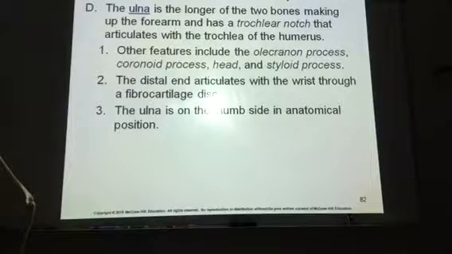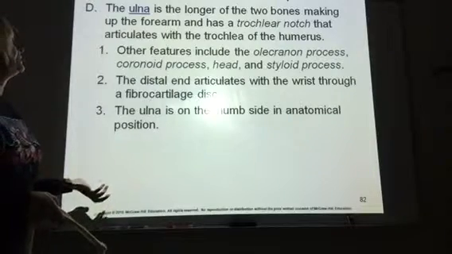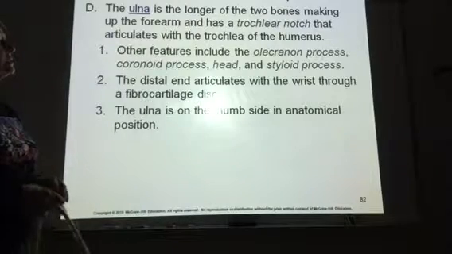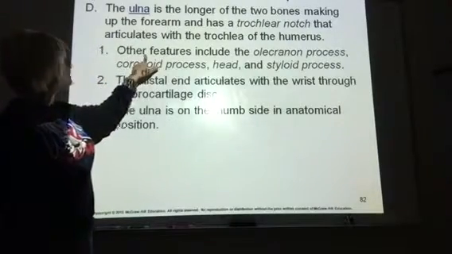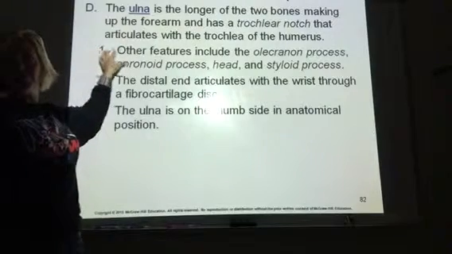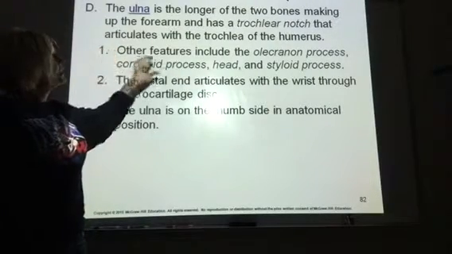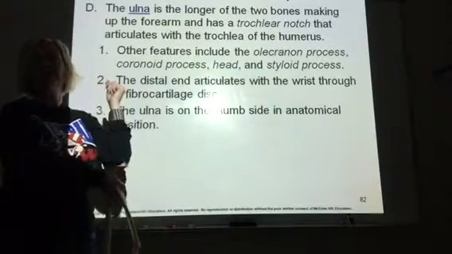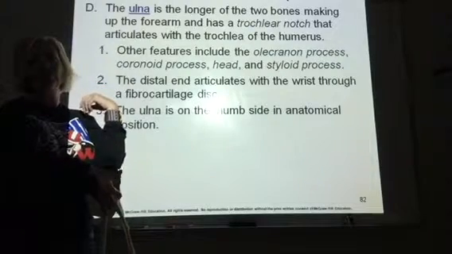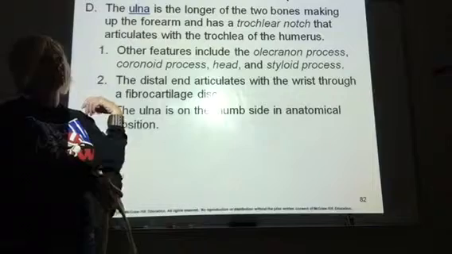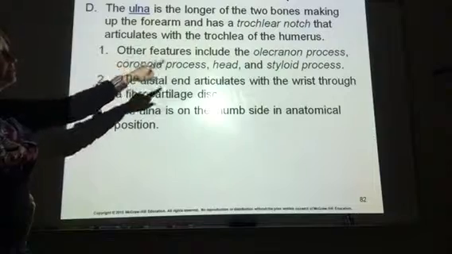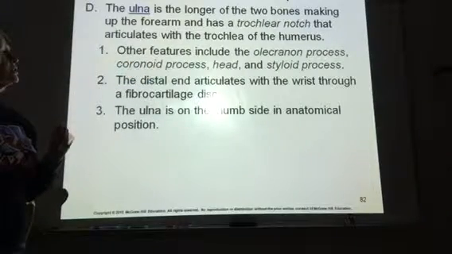Ulna is the longer of the two. Ulna will be pinky side. It's going to have a trochlear notch, and that's where it articulates with the trochlea of the humerus. I do want you to know, number one is probably the most important statement on this slide. The olecranon process is your elbow. So when you hit your funny bone and it hurts, that's actually a nerve on your olecranon process, which is part of your ulna. The coronoid process, both of these are going to fit into your humerus.